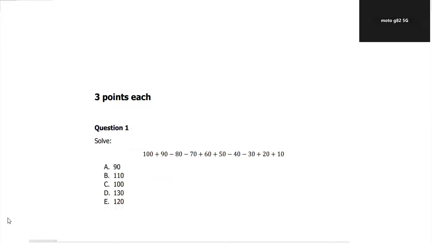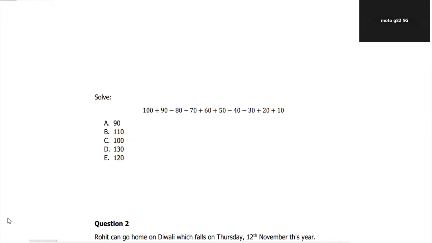Question 1, solve. So we have to solve this expression. How do we do that? Just look for numbers that you can first solve. For example, 90 minus 80 is 10. So this is 100 plus 10, so these two go away, and this is again 10.